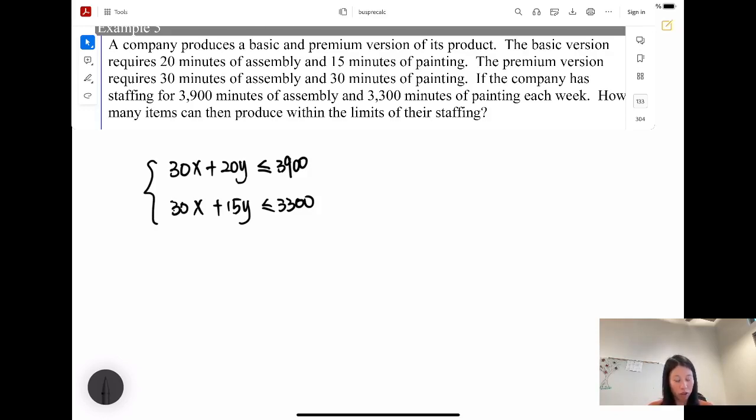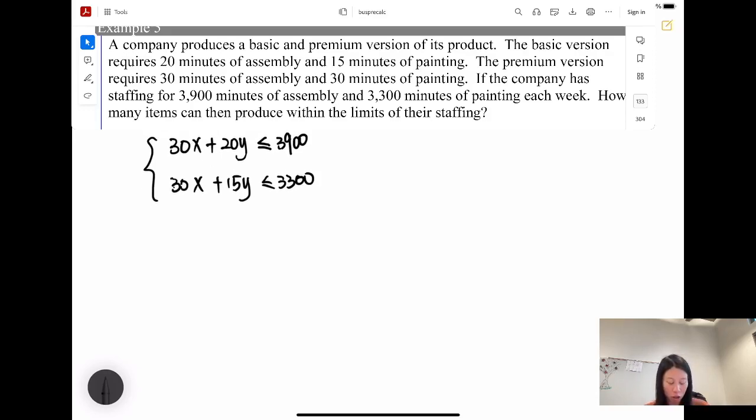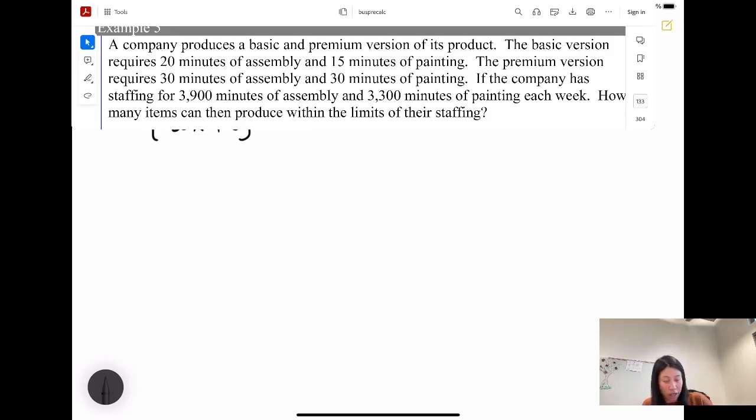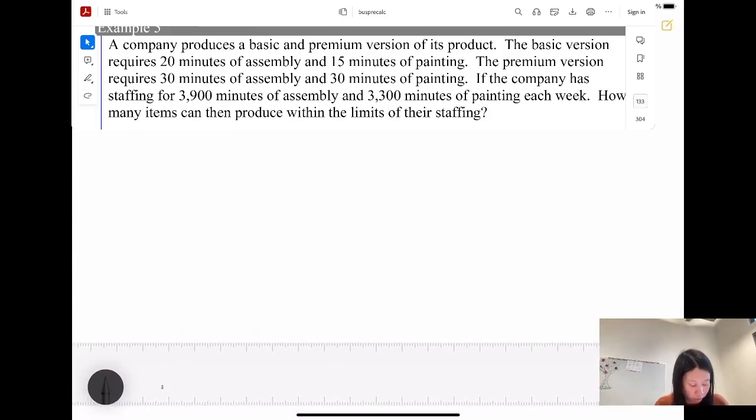So how do we do this one? It's going to be the same, right? So pause the video and try to do it by yourself. Okay, so again, this is a real world question. When we're doing the real world, we need to consider that you cannot have a negative amount of time, right? So that means when we draw on the coordinate plane, we just want the first quadrant.